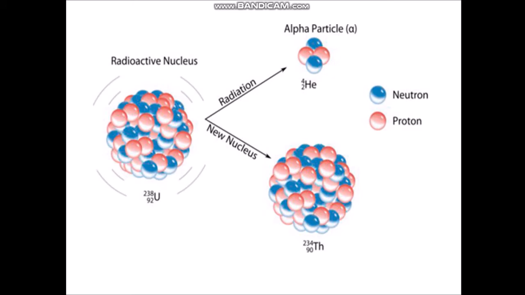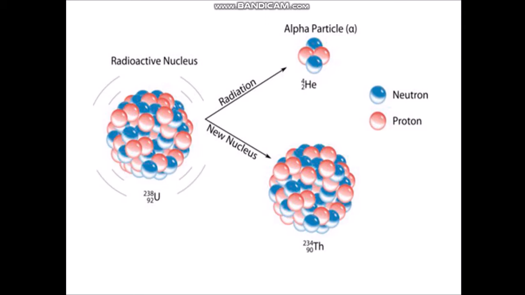Now let's take for example a radioactive nucleus, uranium-238, with atomic number 92. That means uranium, which has an atomic number of 92, and this isotope of uranium has a mass number of 238. So what happens when it emits an alpha particle? Two protons are removed and two neutrons are removed. So the mass number reduces by 4 and the atomic number reduces by 2.